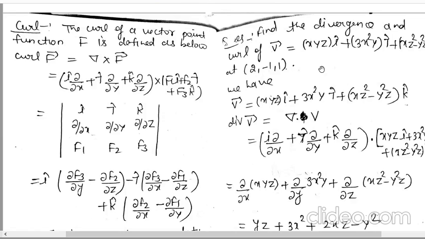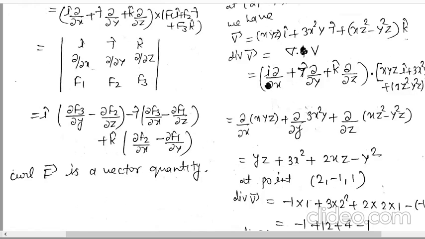So we have our vector v equal to this one. Now divergence of v vector means del dot v, so i del upon del x plus j del upon del y plus k del upon del z dot v vector means this one, so del upon del x of this function, plus del upon del y of this function, plus del upon del z of this one.